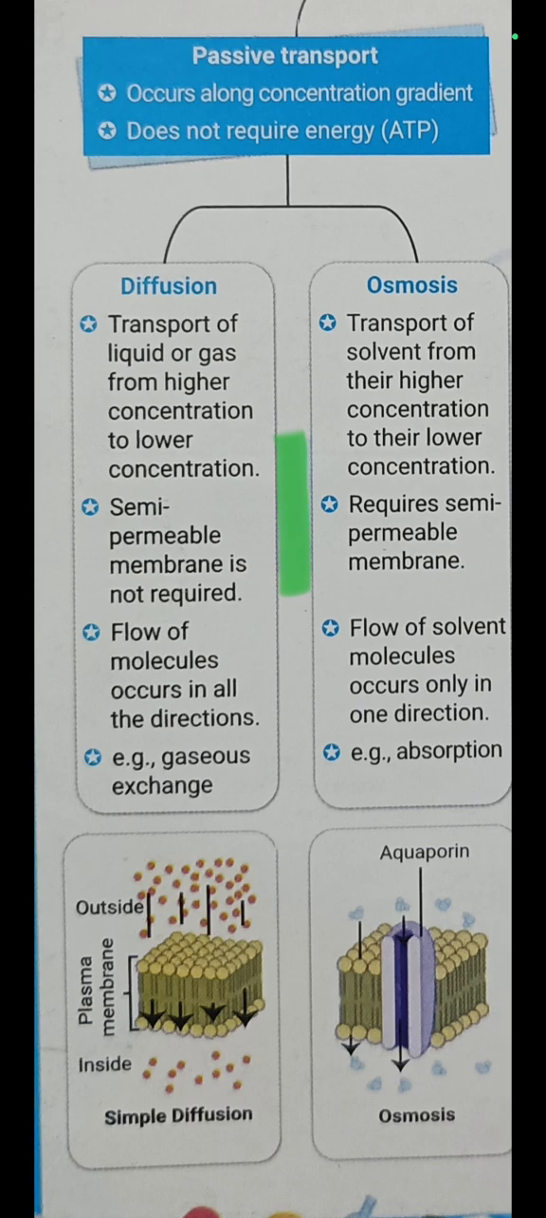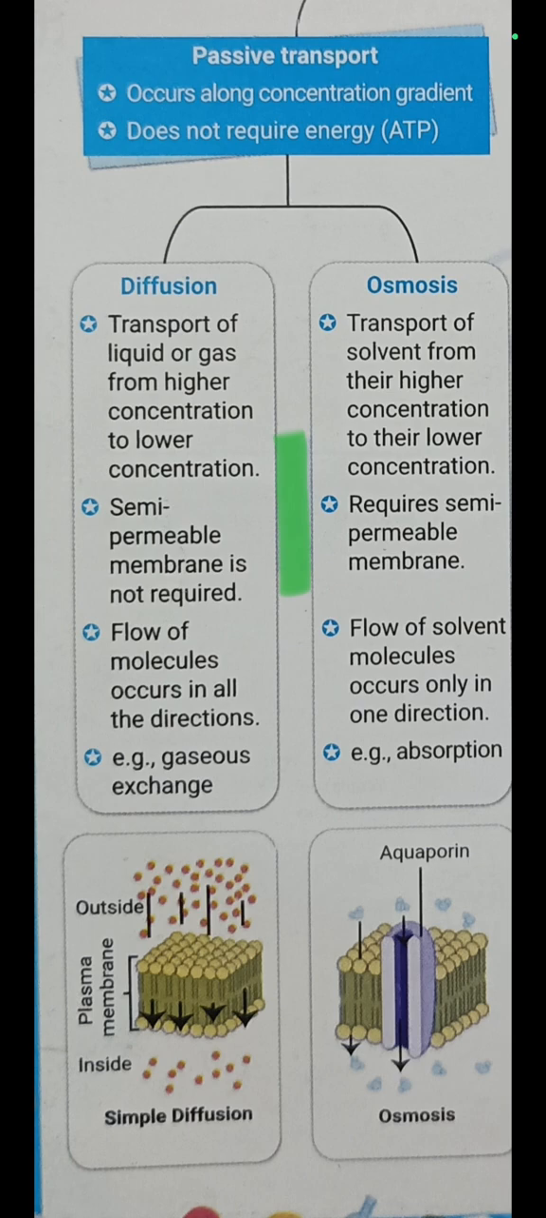Next is osmosis. Osmosis example is absorption, as I have told you. The movement of substances from higher concentration of water in the soil to the lower concentration of water, that is in the roots. So this is the absorption. Now as you can see in the picture here, outside concentration is shown very high and inside there is low concentration. In simple diffusion, those substances go inside the plasma membrane automatically.